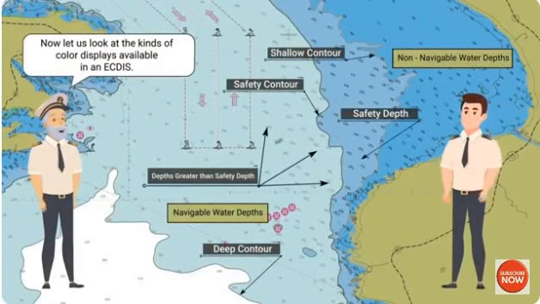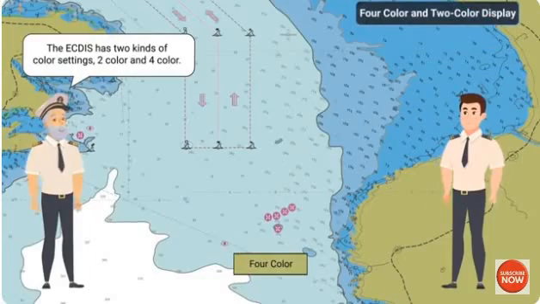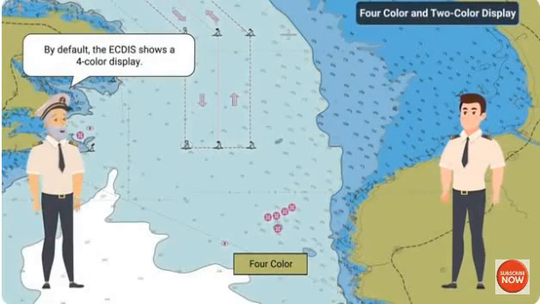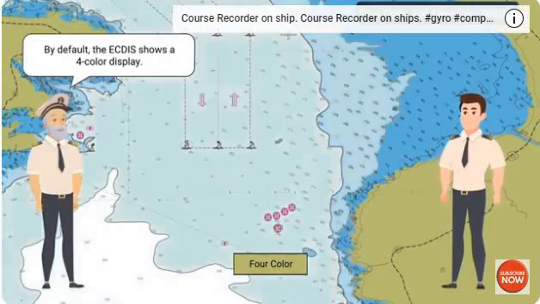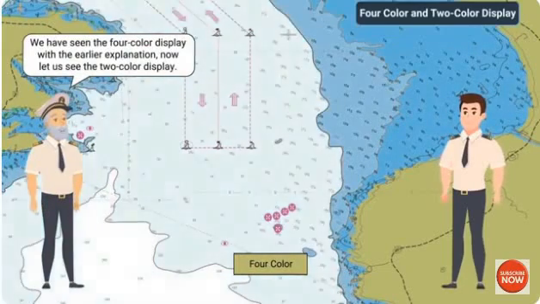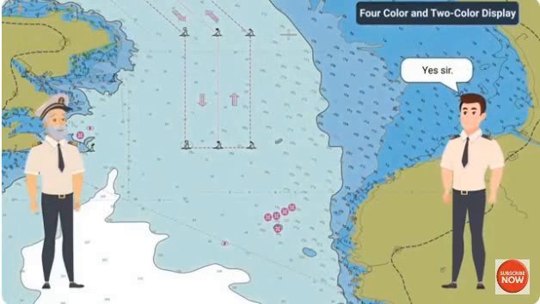Now, let us look at the kinds of color displays available in an ECDIS. The ECDIS has two kinds of color settings, 2-color and 4-color. By default, the ECDIS shows a 4-color display. We have seen the 4-color display with the earlier explanation. Now, let us see the 2-color display. Yes, sir.